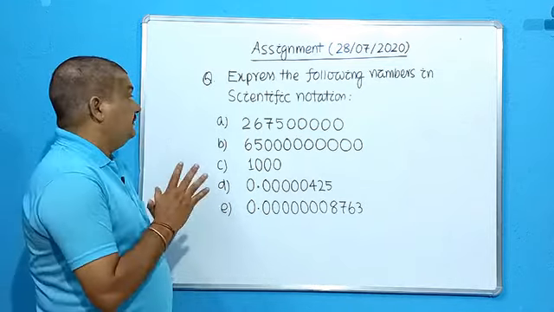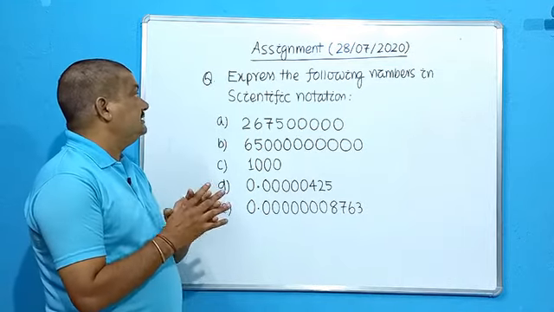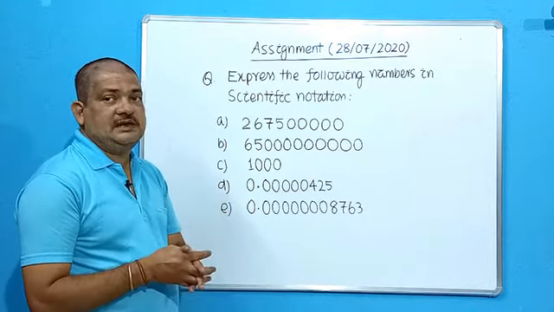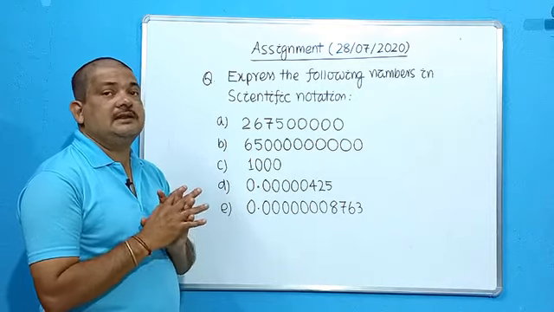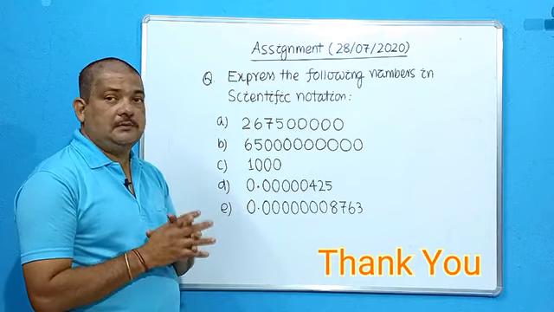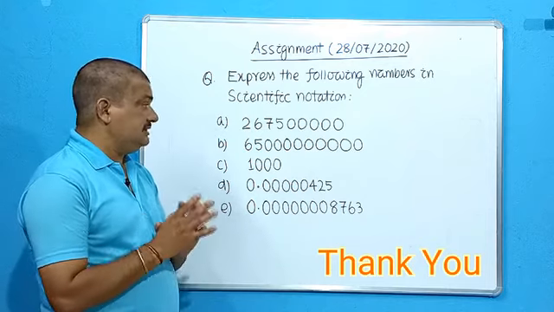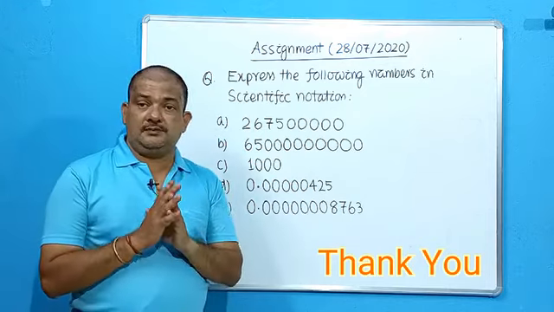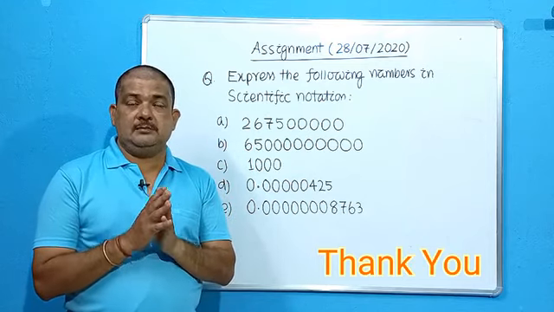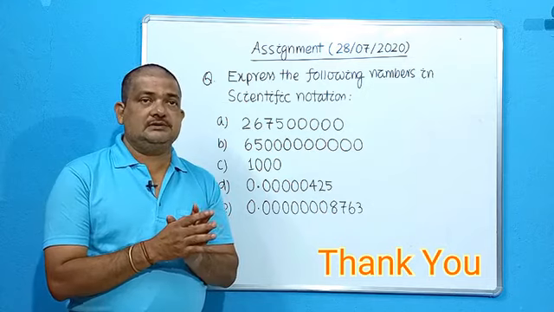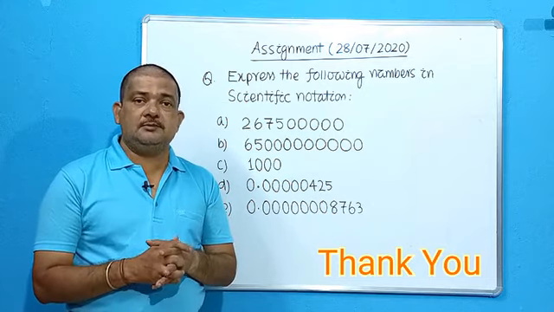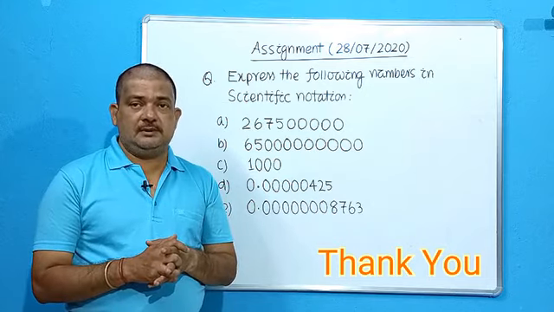Okay, so these are the 5 numbers, and what is the assignment? Now you have to express them in terms of A into 10 to the power b. What is that form? Now that is called scientific notation. Okay students, so this is the assignment for you. Hope all of you have followed how to express any number in terms of scientific notation. Solve this assignment and send it to me through my WhatsApp number.